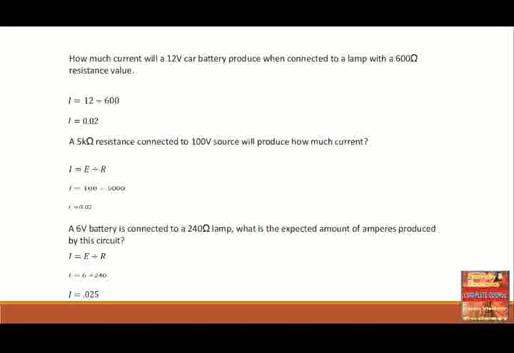A 6-volt battery is connected to a 240 ohm lamp. What is the expected amount of amperes produced by this circuit? Rearranging the Ohm's law formula for current, I equals E divided by R, again we get I equals 6 volts divided by 240 ohms, or 0.025 amps.